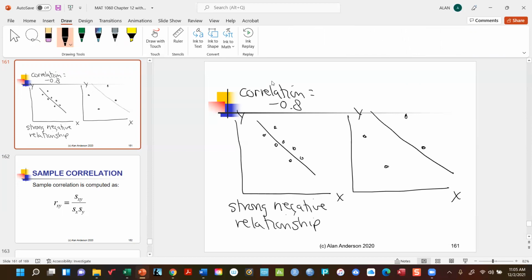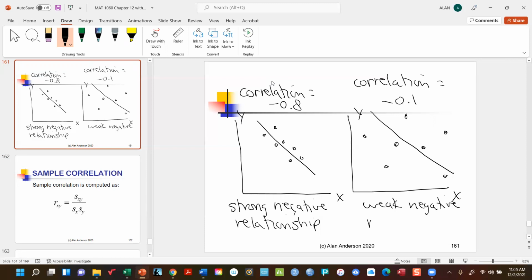And so in this case, let's say that the correlation is -0.1. Weak, but negative relationship. Okay, so we can tell both just by looking at the number. It's not only negative, but it's either strong or weak. And that's the nice thing about this measure, which we did not have with the covariance.